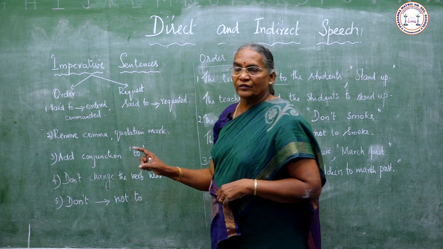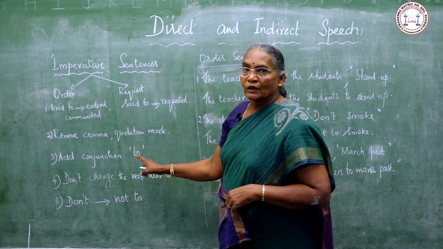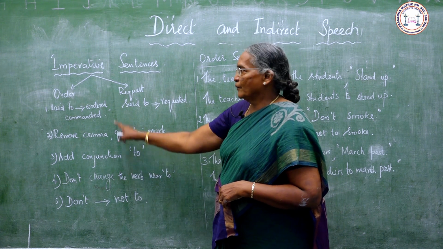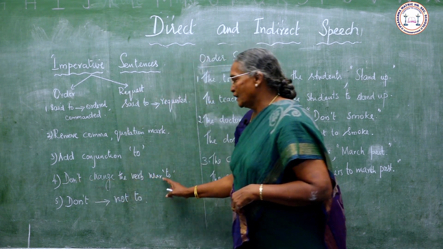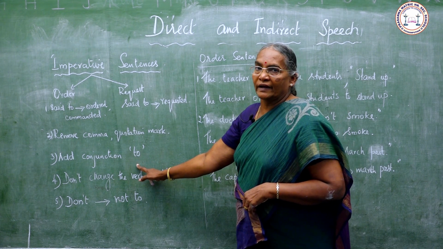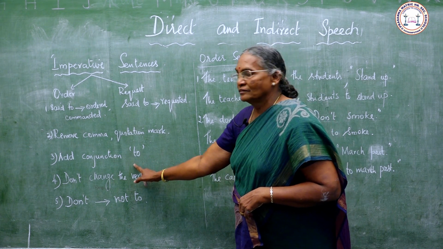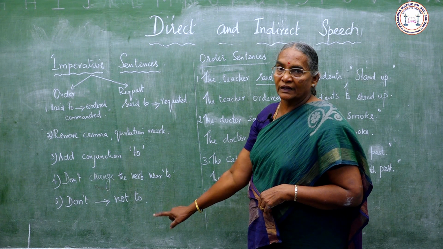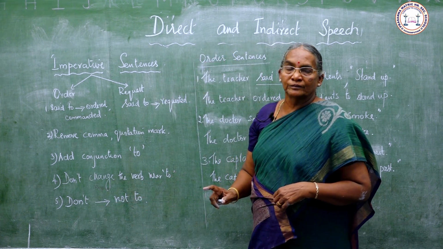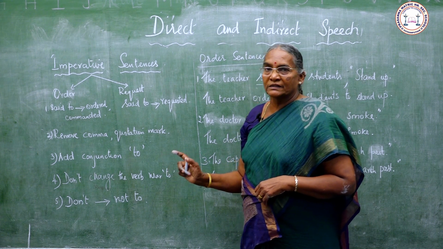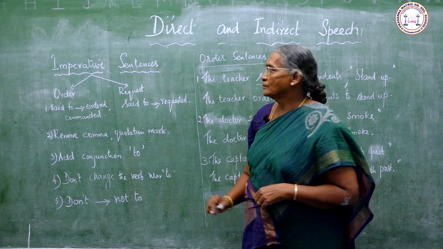Conjunction: here we add the conjunction to. To is the conjunction for imperative sentences. Then don't change the verb near to. We should not add past tense after to. So no need to change the verb in the beginning. Don't will be changed into not to.